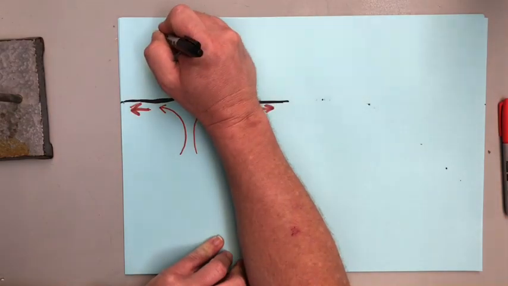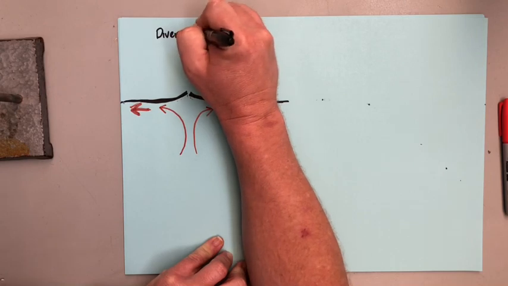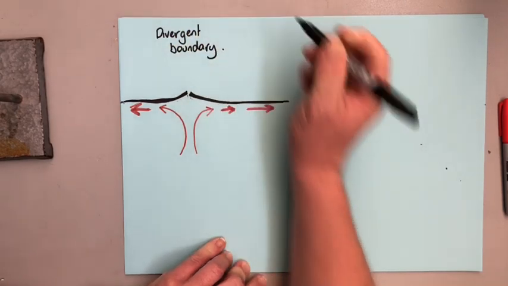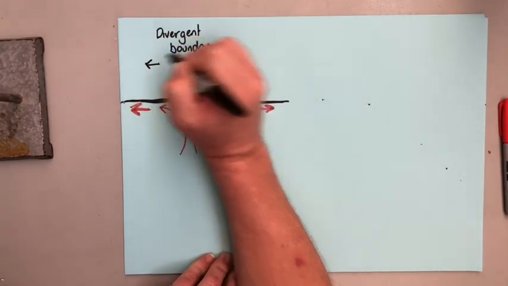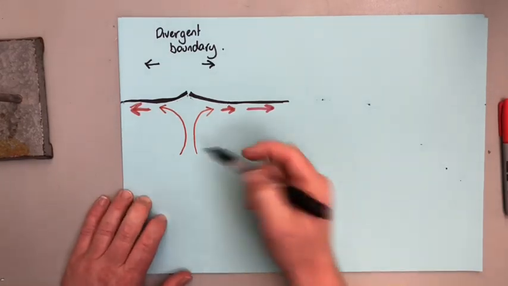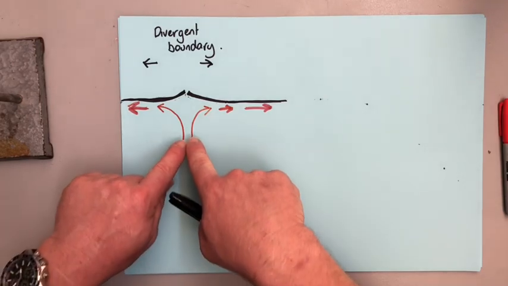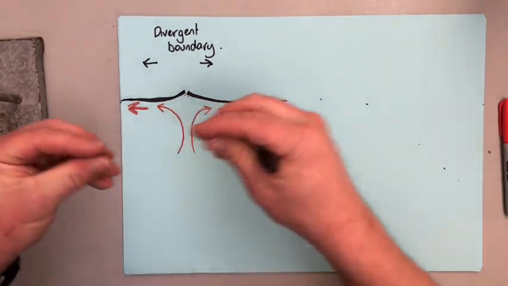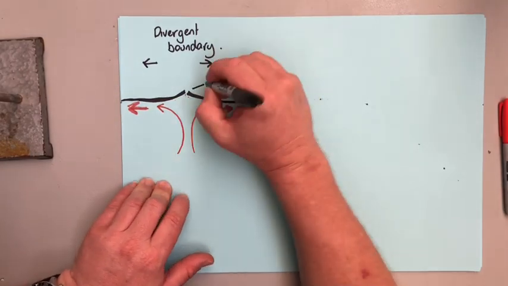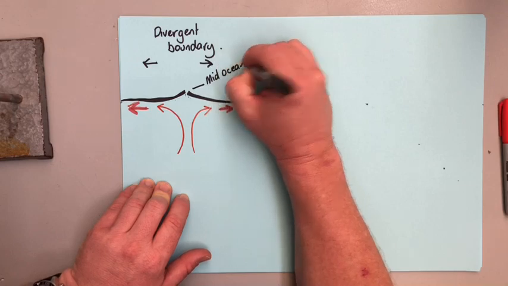This is called a divergent boundary. Here the plates are moving apart. Why is it moving apart? Well, it's simply moving apart because it has to. The convection currents within the asthenosphere are moving this way and stretching and pulling the crust apart, forming a feature here called a mid-ocean ridge.